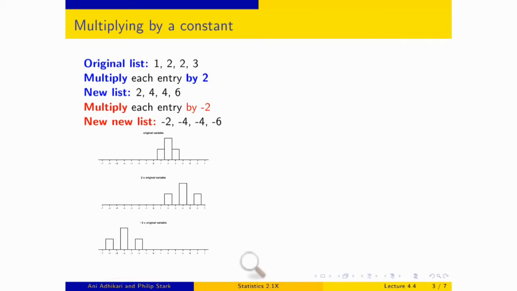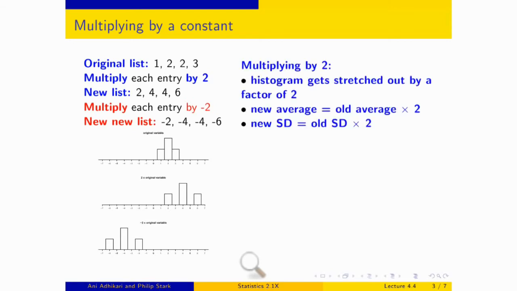And so now certain things are clear from the picture. If you multiply by 2, the histogram gets stretched out by a factor of 2. The new average, well, the histogram was balancing at 2 here, it is now balancing at 4. That's 2 multiplied by your stretch factor. So the new average is the old average times 2. The new SD is the old SD times 2, because all distances on the original scale have become multiplied by 2.